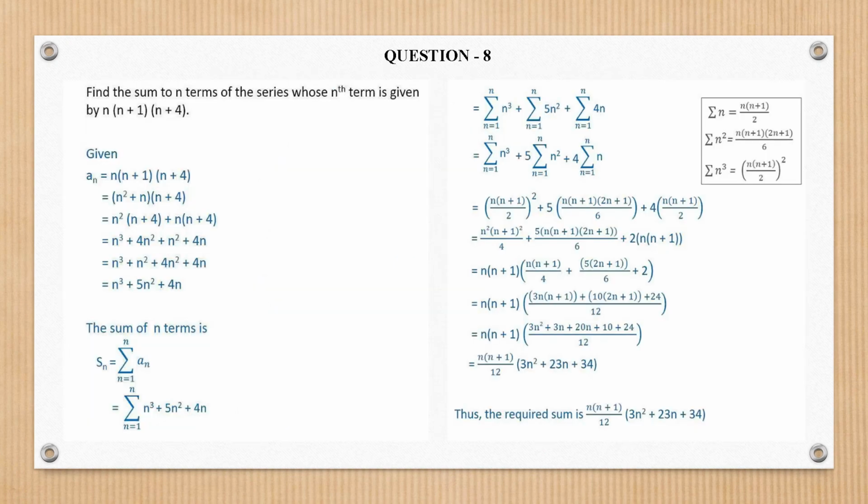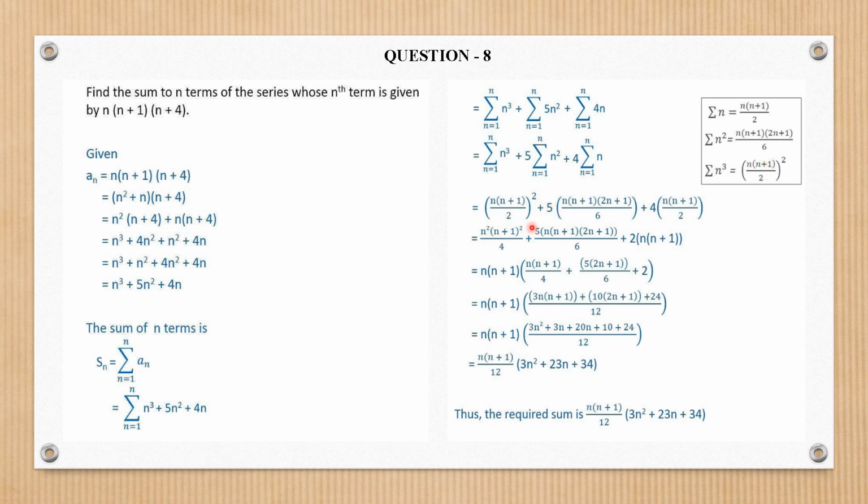Number 8 is, find the sum to n terms of the series whose nth term is given by n into this. So the nth term is given, so I'll just multiply all of them. So an is n cube plus 5n square plus 4n. So what is Sn? It is summation n cube plus 5 times summation n square plus 4 times summation n. Apply all the formulas which we know already.